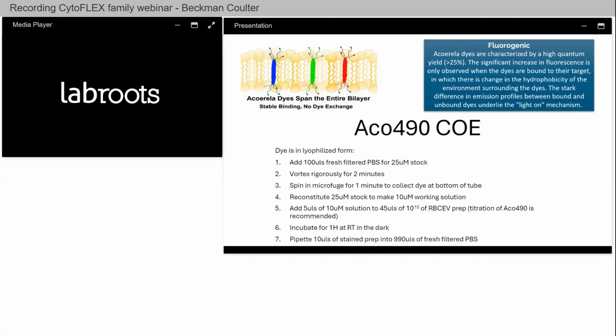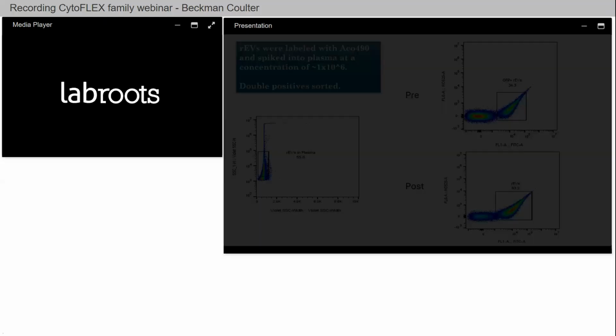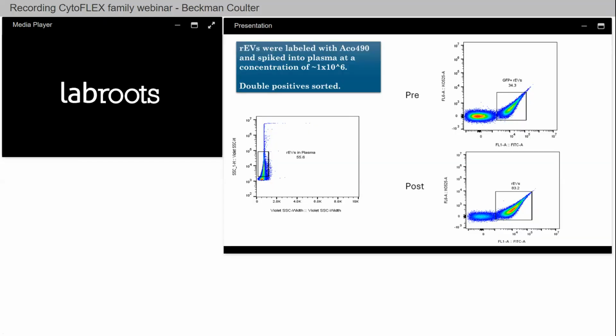This is ACO 490 COE from Acarella, another commercial product that has a fluorogenic property. It's hence why we thought it would be best in a solution. It does not light up. It will only light up when it transects the bilayer of these particles, such as extracellular vesicles, viruses, VLPs, bacteria, and things of that nature. So we went with this to try to circumvent some of the issues that may occur if they're leaky or just appear within solution.